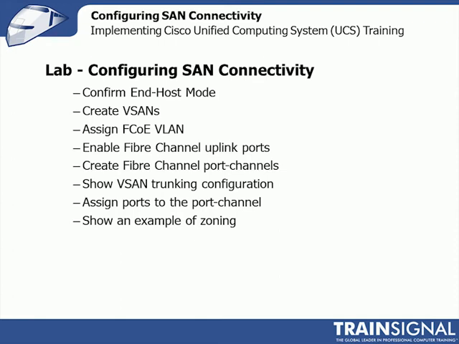We'll confirm end-host mode. I'll show you how to create some VSANs, show you how to assign that FCoE VLAN. We'll enable some uplinks, create a port channel, show VSAN trunking, which is real simple, assign ports to a port channel, which is going to look scarily familiar to what you did on the networking side. And then I'm going to jump on the MDS switch and show you how zoning is done, just as a quick primer so you can at least understand. It looks like a lot of stuff, I know that. It's going to show you everything you need to do for configuration. So with that, let's go ahead and jump onto the lab.